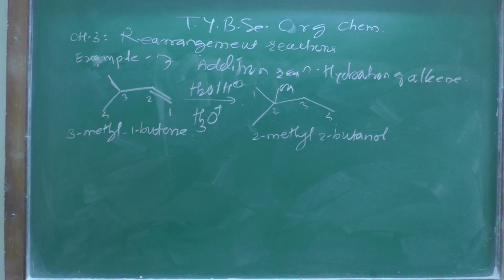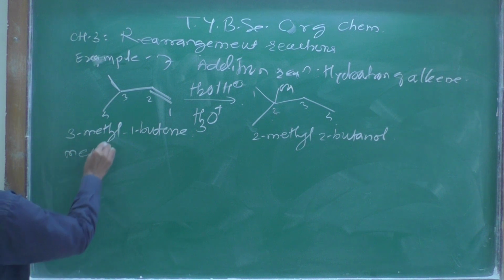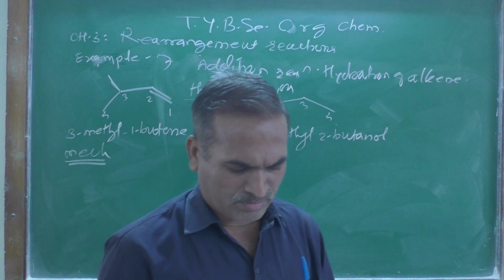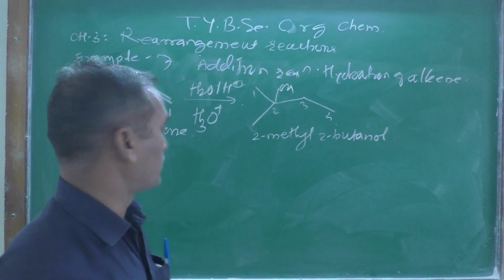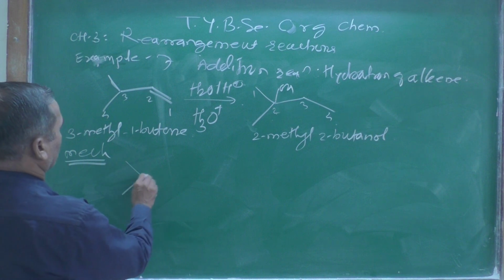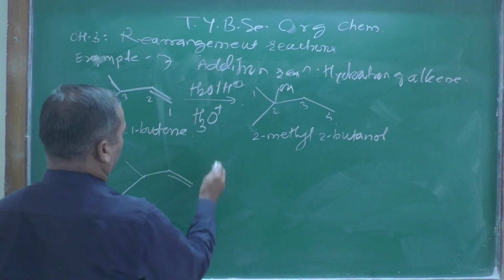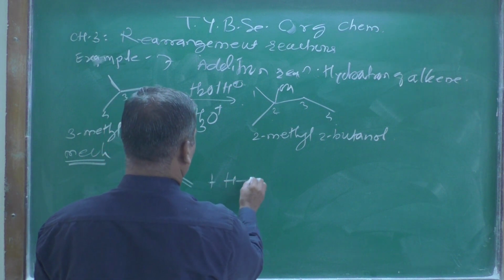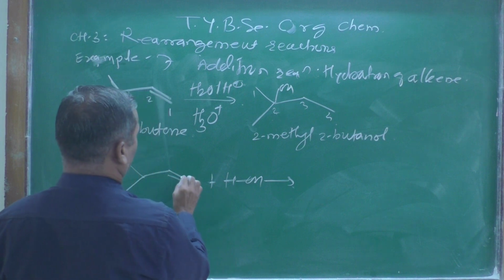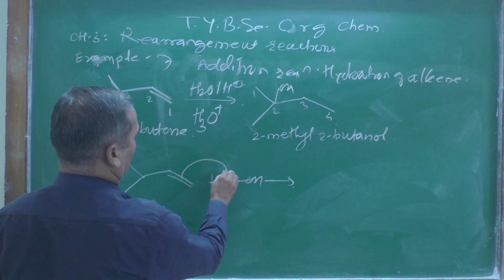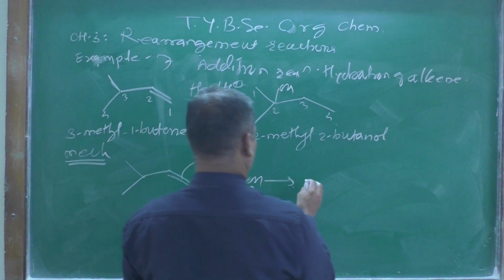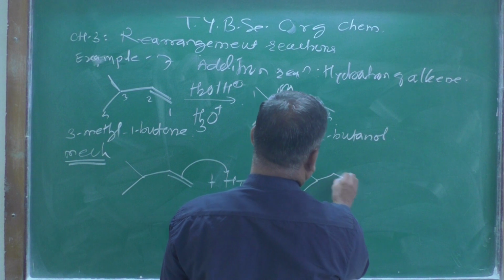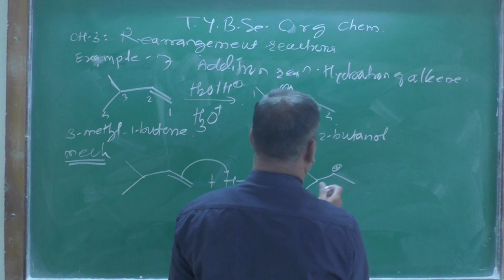But how do you get this? Let us see the mechanism over there. By looking at the mechanism, we can clearly find out how we are getting this one. Now let us see over here, this double bond. H3O plus means here is an H and OH, we can write like this. So this is going to attack on that, and OH, what we can call a leaving group, leaves. So we will get this one, there is a positive charge.